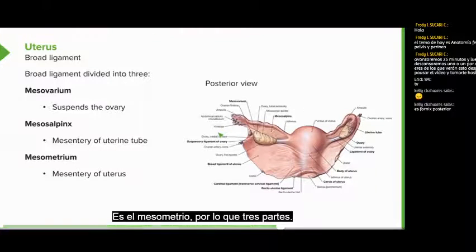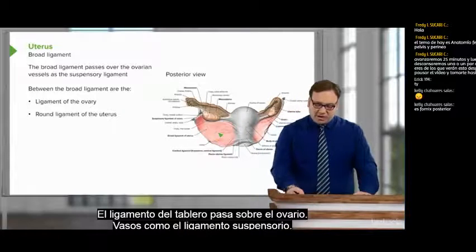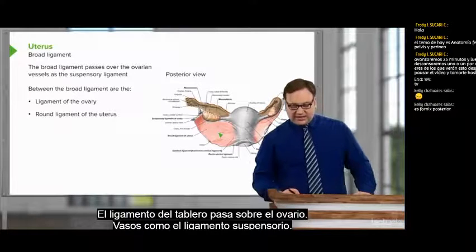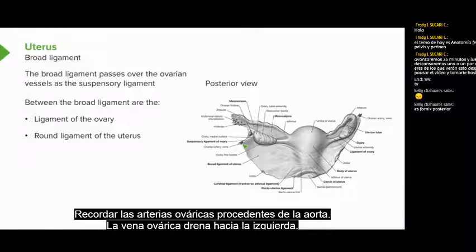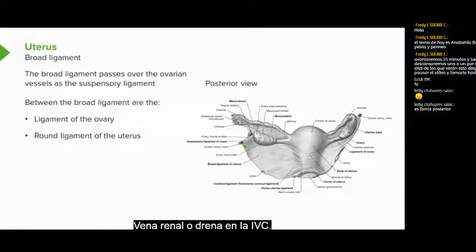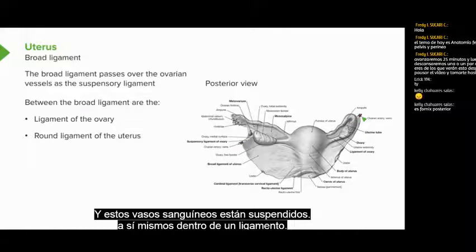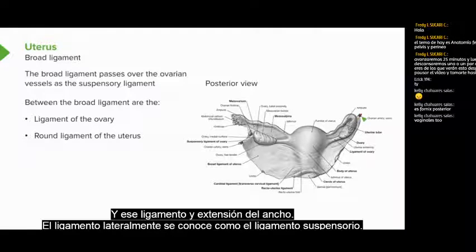So, three parts. The broad ligament passes over the ovarian vessels as the suspensory ligament. If we follow from the ovary here, we can see we have some ovarian blood vessels. Remember the ovarian arteries come from the aorta. The ovarian veins drain into either the left renal vein or the IVC. And these blood vessels are themselves suspended within a ligament. That ligament, an extension of the broad ligament laterally, is known as the suspensory ligament.